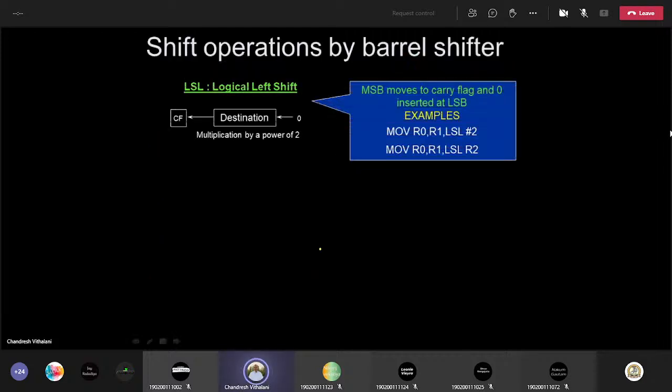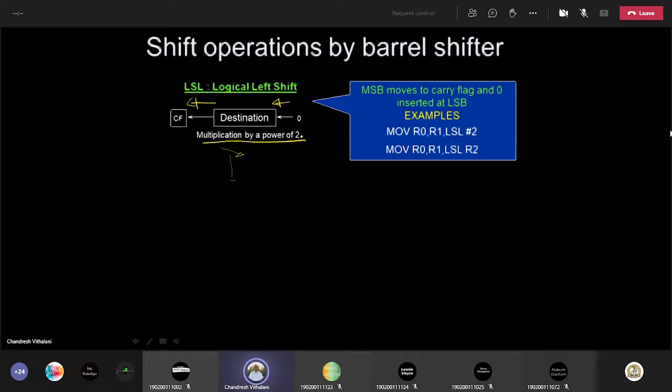Then there are shift operations. We have already seen a few examples of the shift operation, that is LSL, logical shift left. You can use this instruction with other instructions like move, add, and many others. We have also used this with load and store operations. In a logical shift left, the MSB will be transferred to the carry flag, and a 0 will be inserted at the LSB. Essentially this instruction multiplies by a power of 2. Every time, the content of the register will be multiplied by 2 with the help of this instruction.